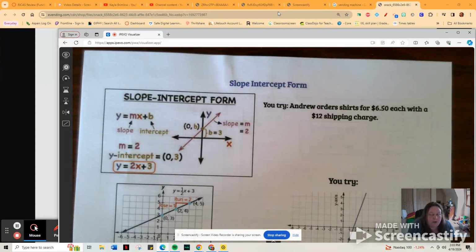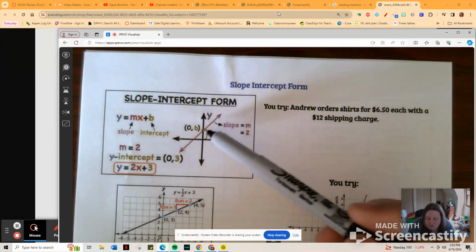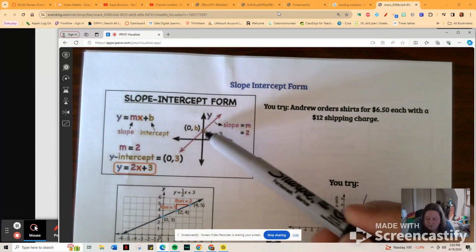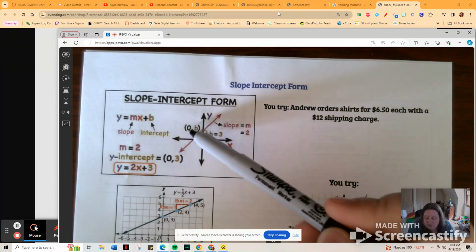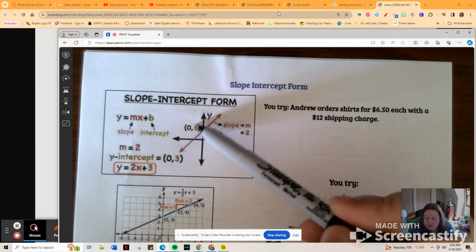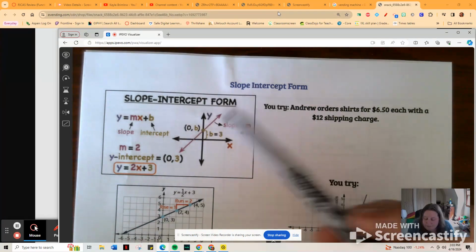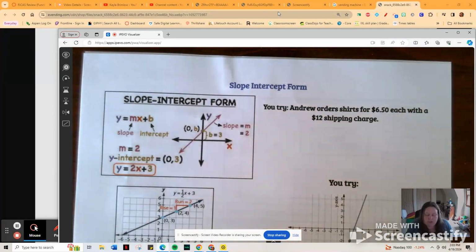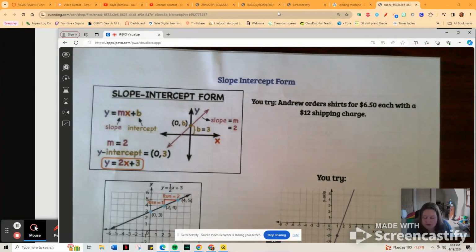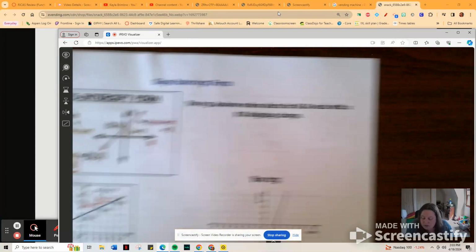So slope is how your function is changing over time, how it's moving over time. Your y-intercept is where your function crosses the y-axis. So if you're looking at a graph right here, this point right here would be the y-intercept where x is 0, and your y-intercept would be b. That's what they use in the equation, some number. And then your slope is how it's changing over time, also known as rise over run.